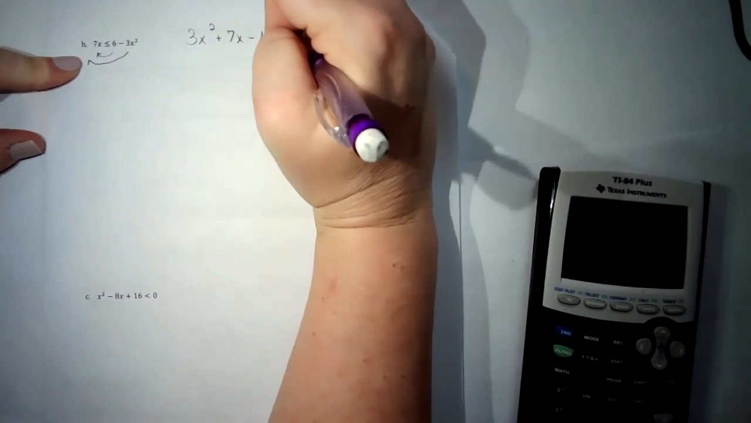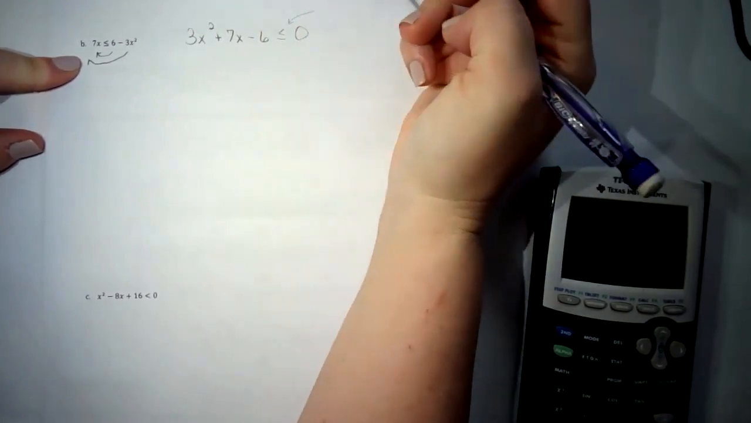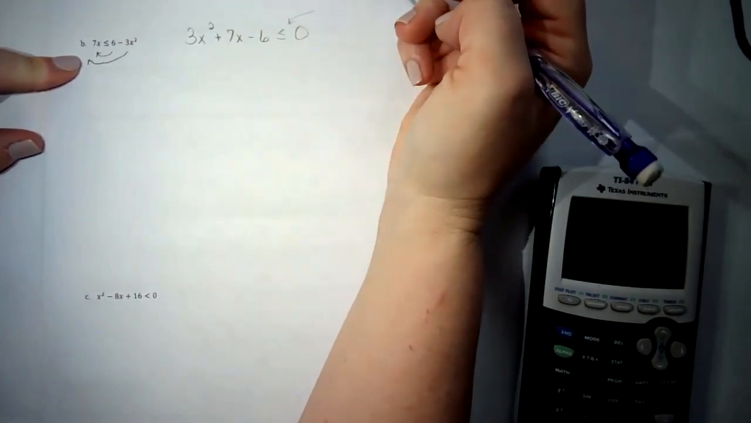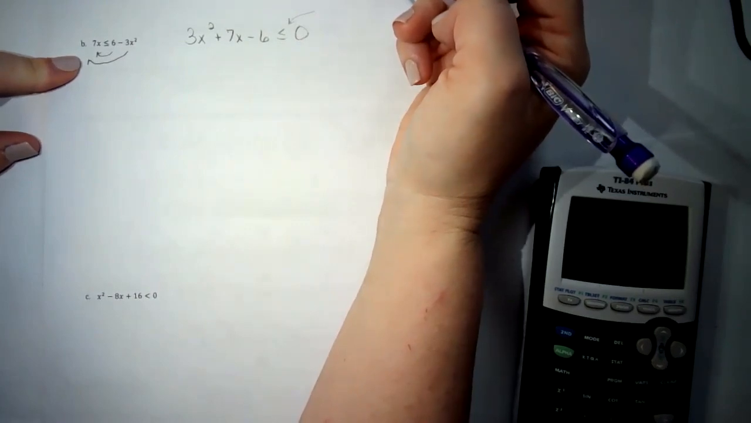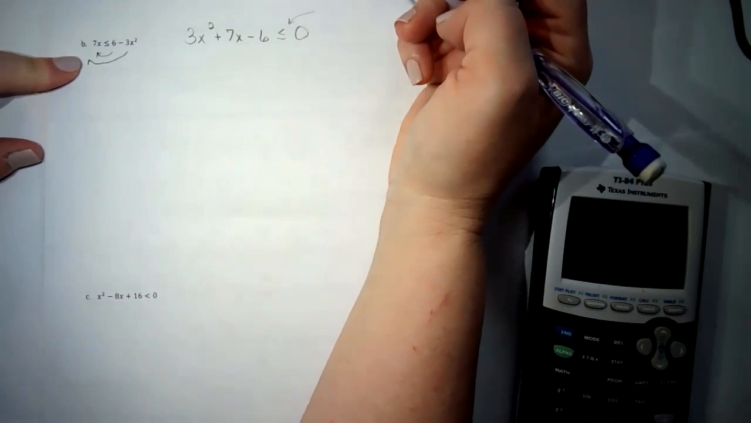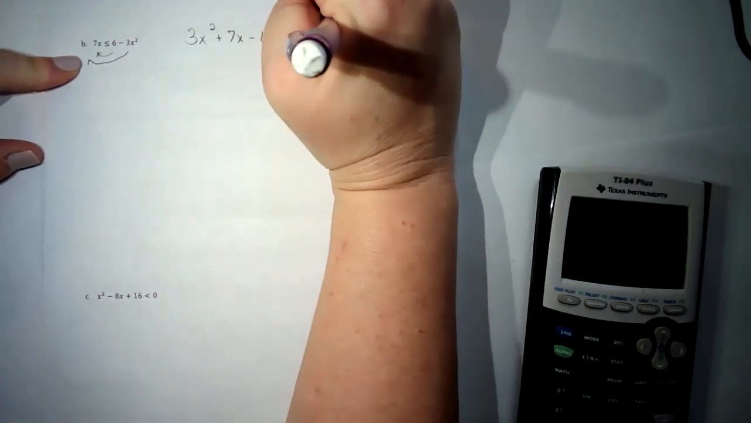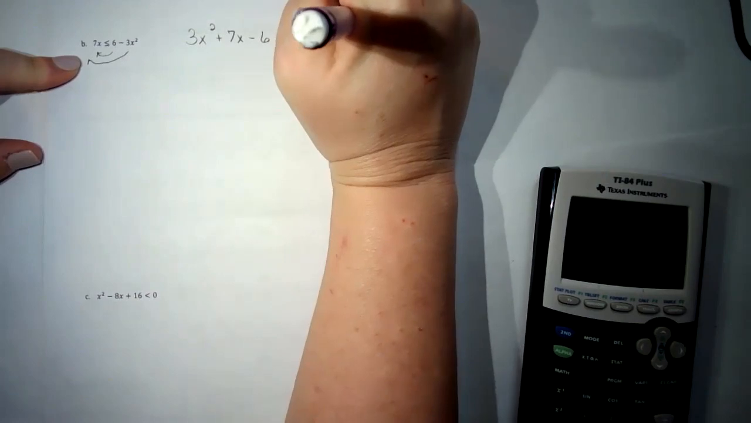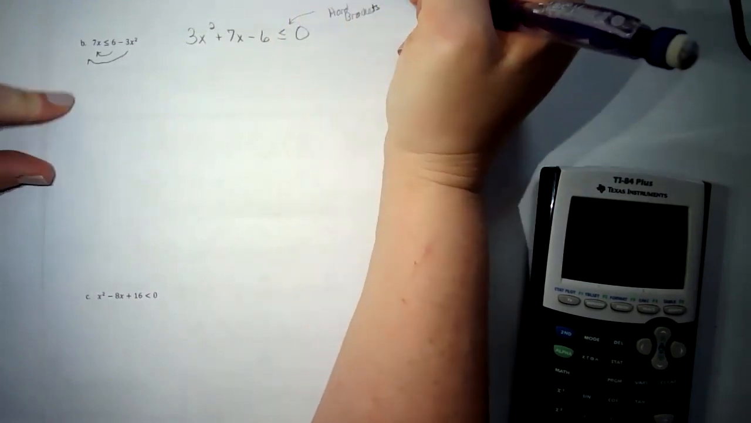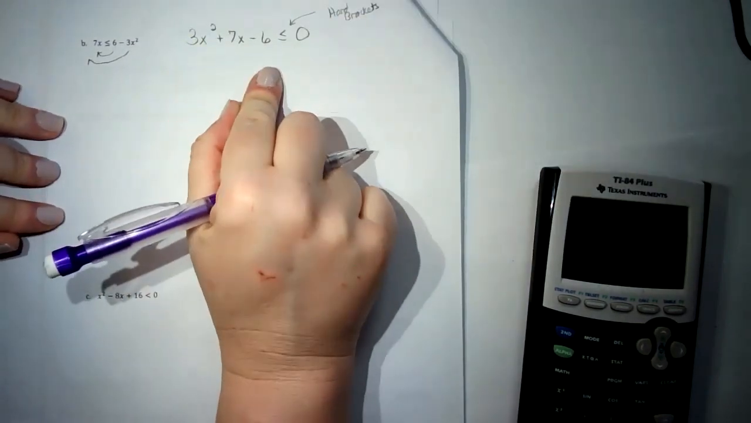All right, now I notice right away my inequality sign is less than or equal to. So when it comes down to making my intervals, am I going to have parentheses or hard brackets? I'm going to have hard brackets. So make that little note somewhere, even if it's in your little mind. Okay, now we need to solve this.